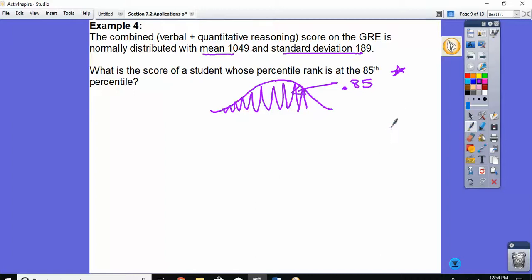We're trying to find your actual score on here. We're trying to find X. So if our probability is 0.85, we need to find out what Z value that corresponds to. So the 0.85 is not the number on the outside of the table, it's the number on the inside. So you have to look inside the table until you find 0.85, or at least as close as you can get.